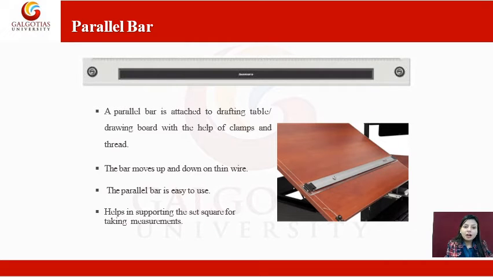A parallel bar moves up and down on thin wire. So this parallel bar moves up and down with the use of this thin wire. The parallel bar is easy to use and helps in supporting the set square for taking measurements. With this parallel bar, you can draw horizontal lines by moving it. You can paste the sheets here and make a horizontal line, and you can set the set square here, support the set square here, and draw the vertical line. So this is the parallel bar and this is the drafting table, and the parallel bar is attached with this thin wire and clamps.